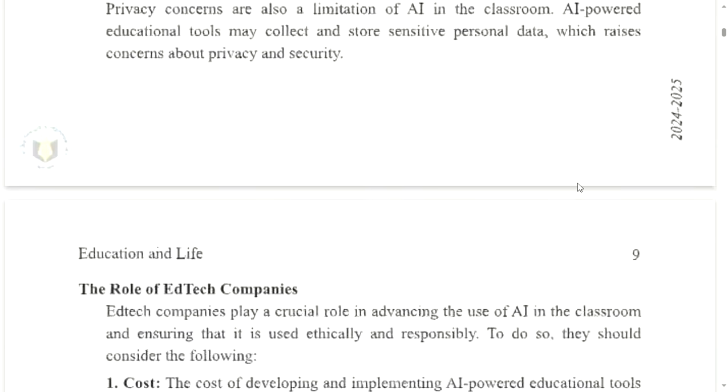The role of edtech companies. EdTech companies play a crucial role in advancing the use of AI in the classroom and ensuring that it is used ethically and responsibly. To do so, they should consider the following.